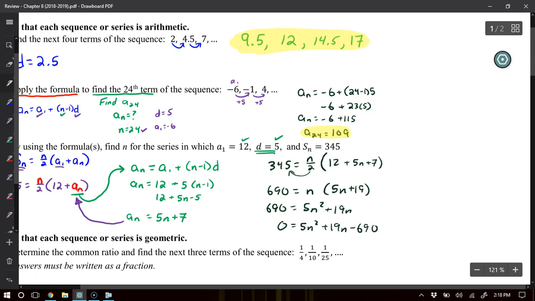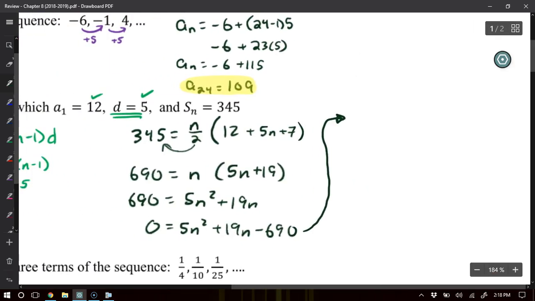That is a big quadratic. So we need to figure out what multiplies, and we need to factor it through. If you were to do the AC method here, this is going to be a huge number. You're going to have 690 times 5 for the AC method. So in this case, I needed to split the 19. So I'm going to say it's 5n squared, you wouldn't have one this large on the test, plus 69n minus 50n minus 690 equals 0.